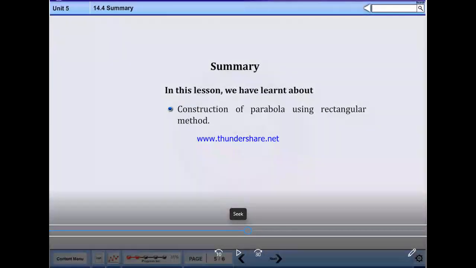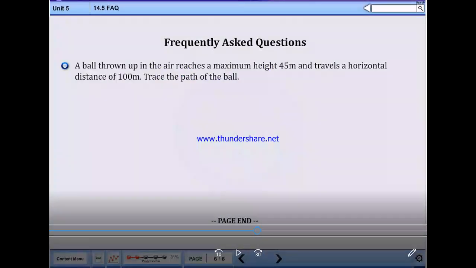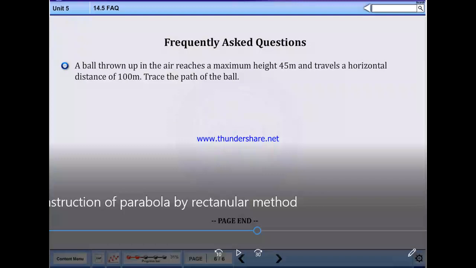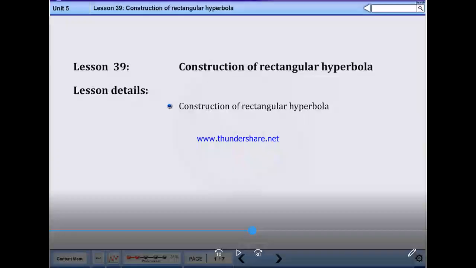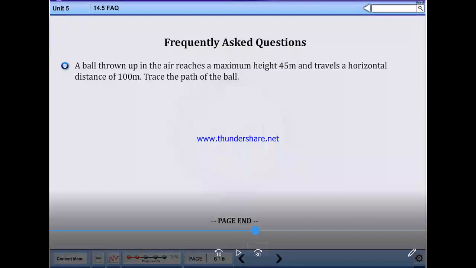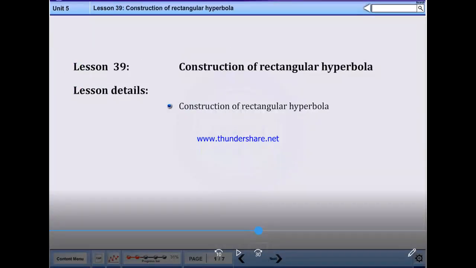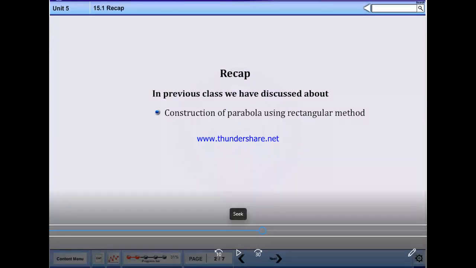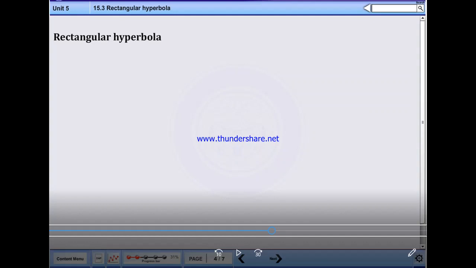Now in the summary, construction of parabola using rectangle method studied, and then note down the frequently asked questions. Now next, construction of rectangular hyperbola. Recap the construction of parabola using rectangle method, and with the concept we may learn the rectangular hyperbola.